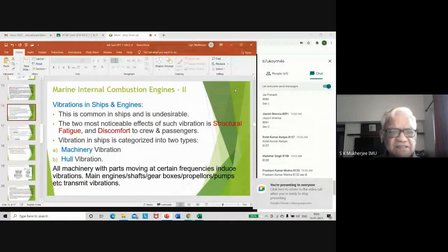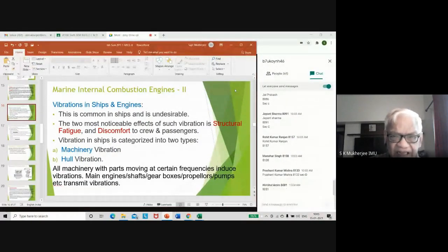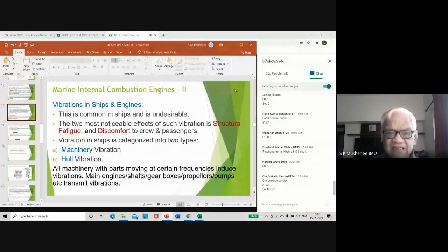Vibrations in ships is common and undesirable, but it is inevitable. It is not avoidable, it is there. Only thing is you have to reduce it to the minimum. The two most noticeable effects of such vibration are structural fatigue and discomfort to crew and passengers.